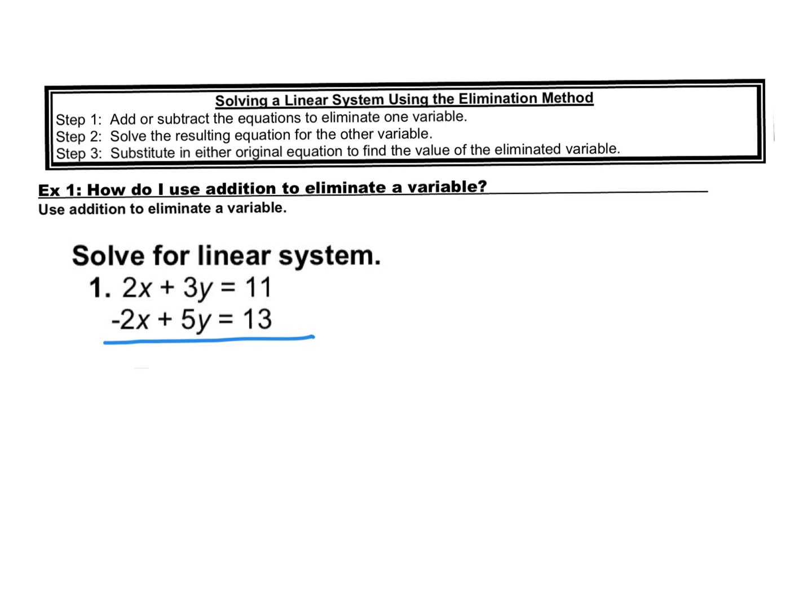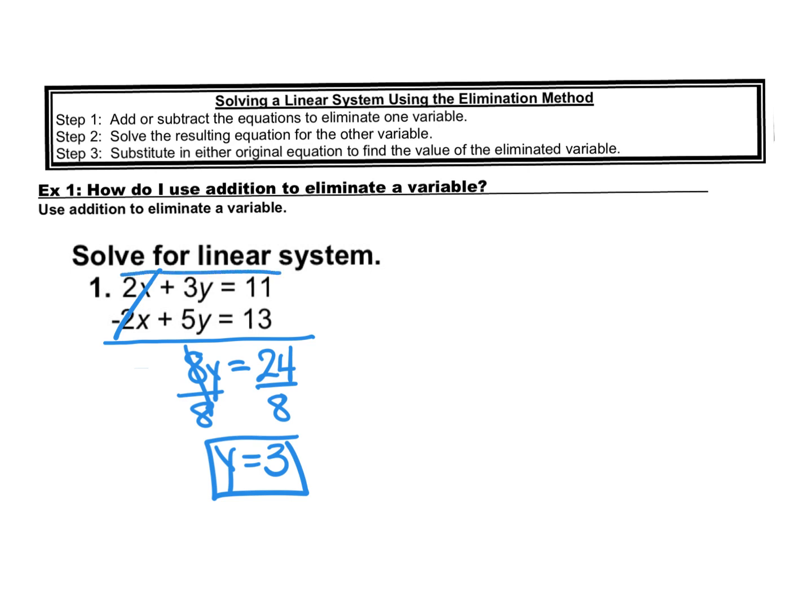And so if I take a look here, I have a 2x and I've got a negative 2x. So if I added 2x plus negative 2x, I know that those are going to cancel out. So what I'm going to do now is put them together. So I'm going to add 3y plus 5y, and I'm going to have 8y. And then I'm going to add the 11 plus the 13, and I get 24. And then we're just going to continue solving like we always have, and y is going to be equal to 3.